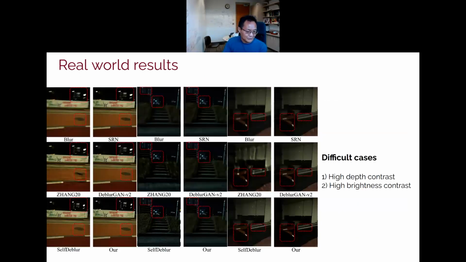And we also evaluate on real-world data. In the real-world data, the most challenging cases are those where the ambient light is very low, and also when you have large variation in the depths of the image. These are the difficult cases. On these difficult cases, we are doing much better than previous approaches, including some data-driven approaches. So this one and this one are data-driven approaches. That means these are actually trained on a massive amount of training data and then do the prediction.